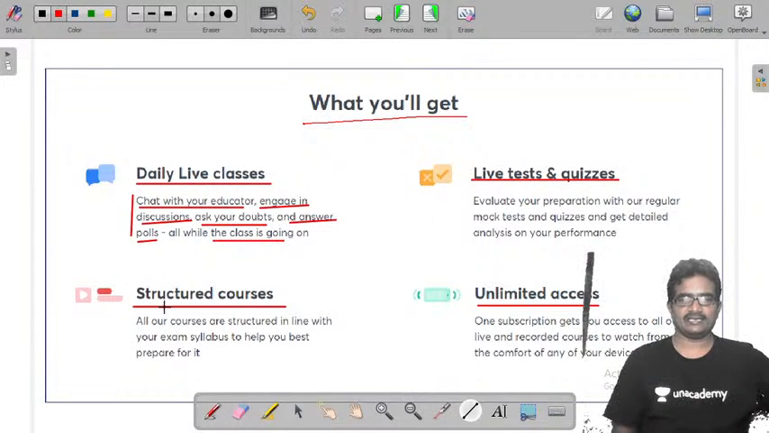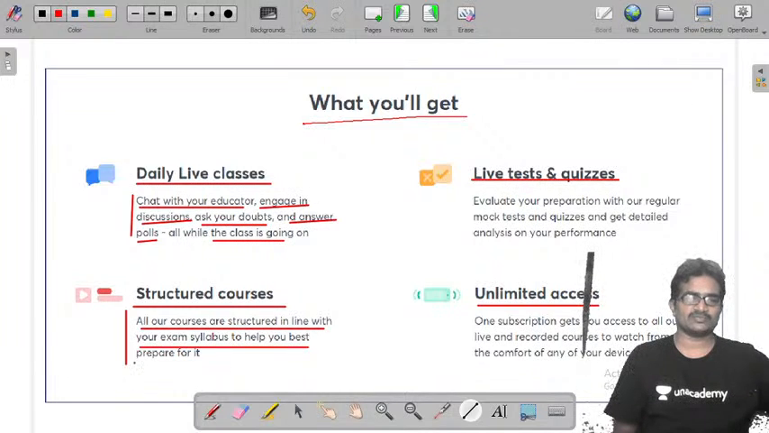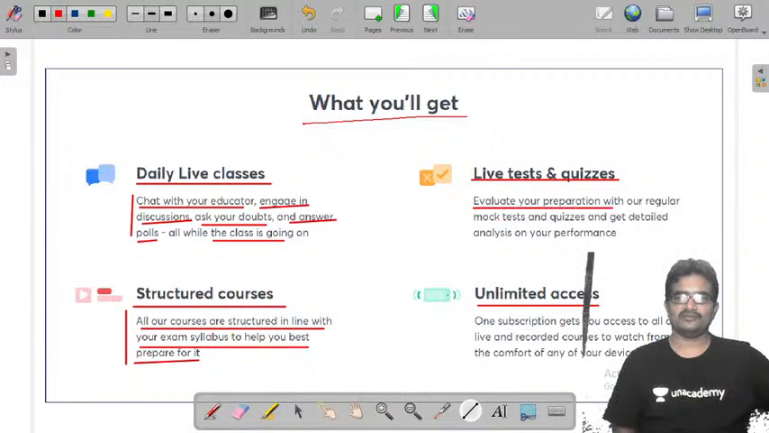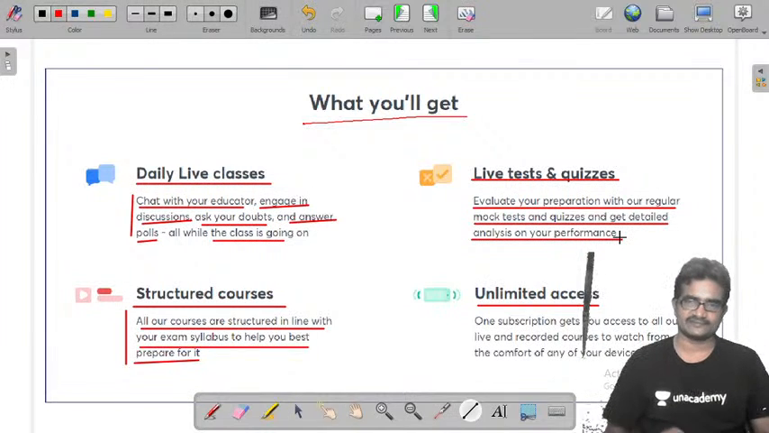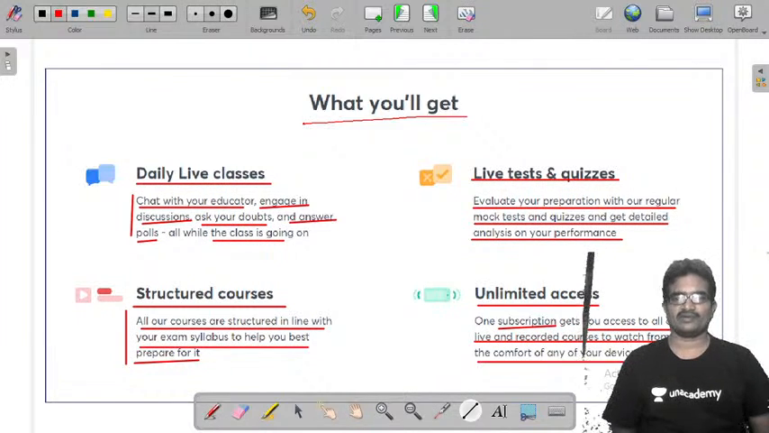Okay, and structured courses, whatever course you have, all our courses are structured in line with your exam syllabus to help you best prepare for it. And live tests and quizzes: here you evaluate your preparation with our regular mock tests and quizzes and get detailed analysis of your performance. Unlimited access: once you take the subscription, you can access all our live and recorded courses to watch from the comfort of any of your devices. These are the benefits you get by joining Unacademy.